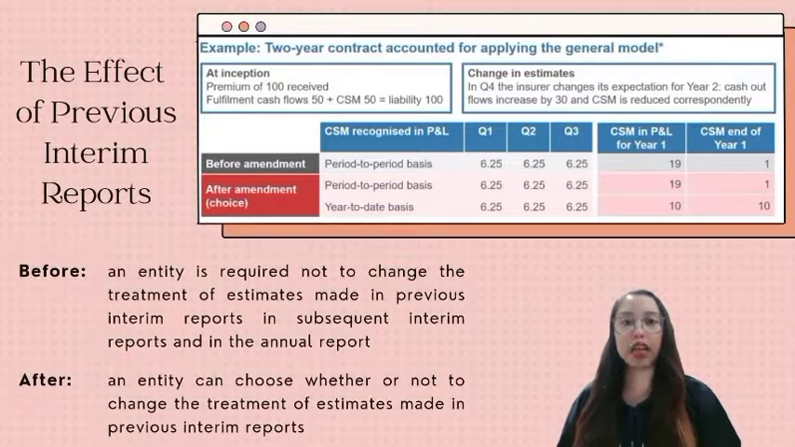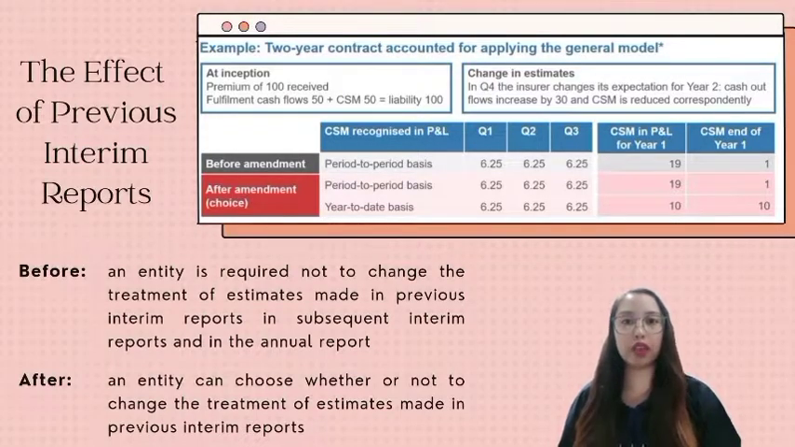Kapag si entity po, pinili nila na hindi po palitan yung changes in estimates sa ginawa po nila previously kapag nag-prepare po sila ng fourth quarter interim report and annual report, so mag-a-adjust po nito yung current amount ng contractual service margin sa end po ng third quarter from 31.25 to 30 na magre-result po ng remaining contractual service margin of 1.25 sa end po ng third quarter. So ano pong mangyayari dito? I-recognize po ito over the remaining 5 quarters ng coverage period, meaning magre-recognize po ng 0.25 per remaining quarter. So yun po yung nangyayari sa period-to-period basis na nire-require po dati ni IFRS 17.